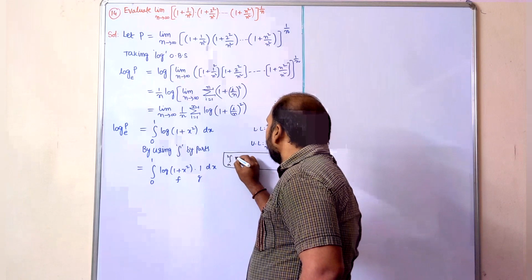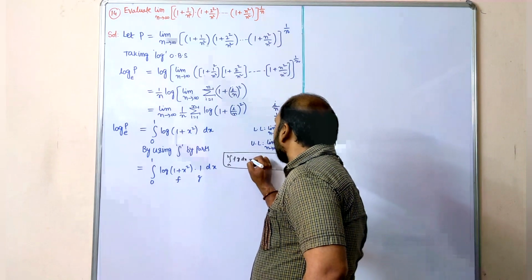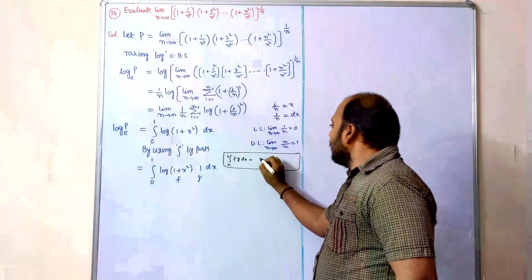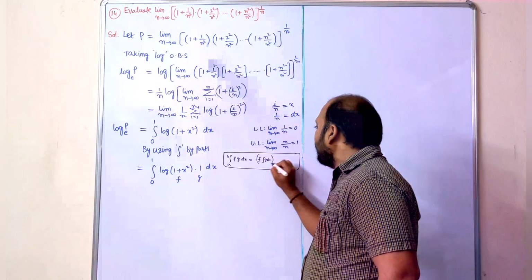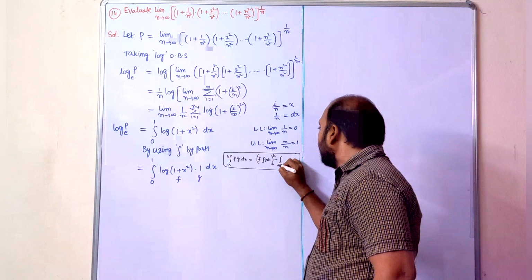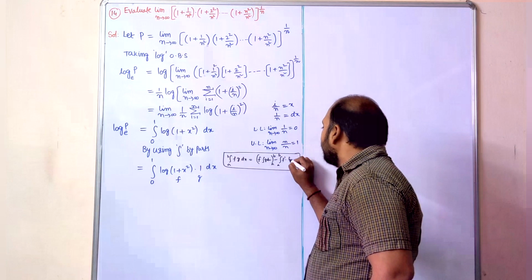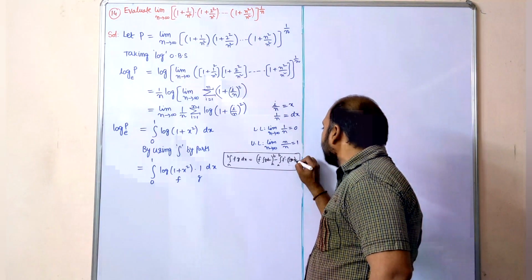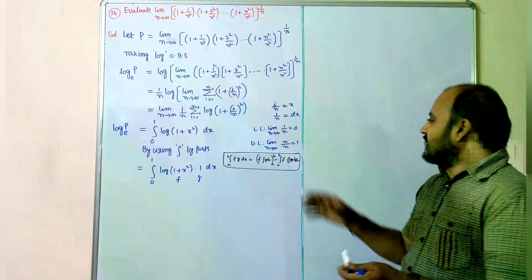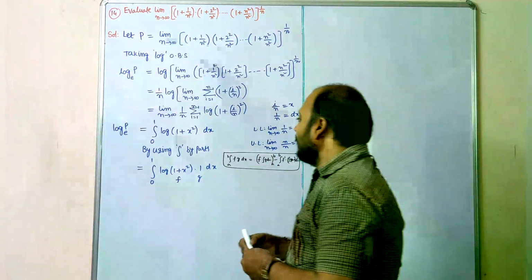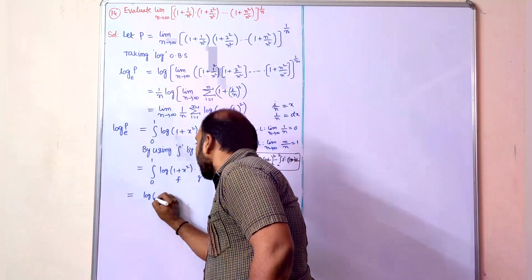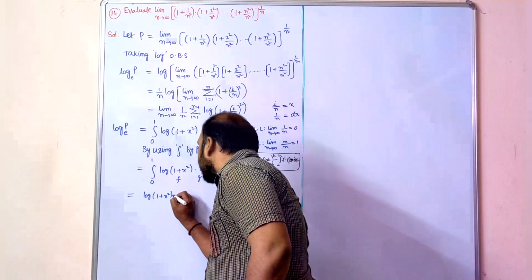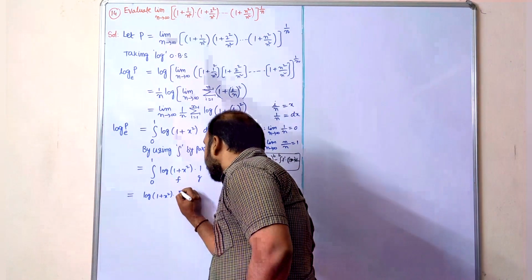Integral a to b of f into g dx is equal to f into integral of g dx, applying the limits a to b, minus integral a to b of f dash into integral of g of x dx, whole dx. So this is the formula I am going to apply here. Which is equal to log of 1 plus x square into integral 1 into dx.